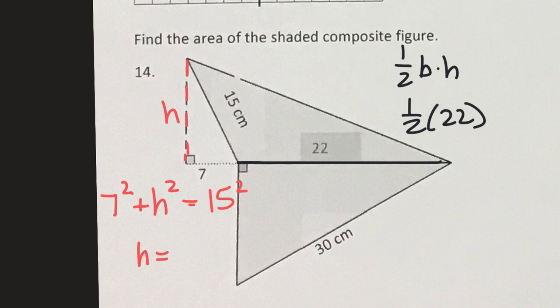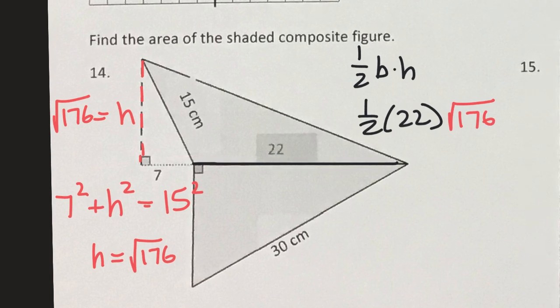So I solve for h. Square root of 176. Okay, so the height is the square root of 176, which my calculator can handle, right? It knows how to do that. So the square root of 176 times 11, or times 22 divided by 2. So the top one has an area of 145.931.